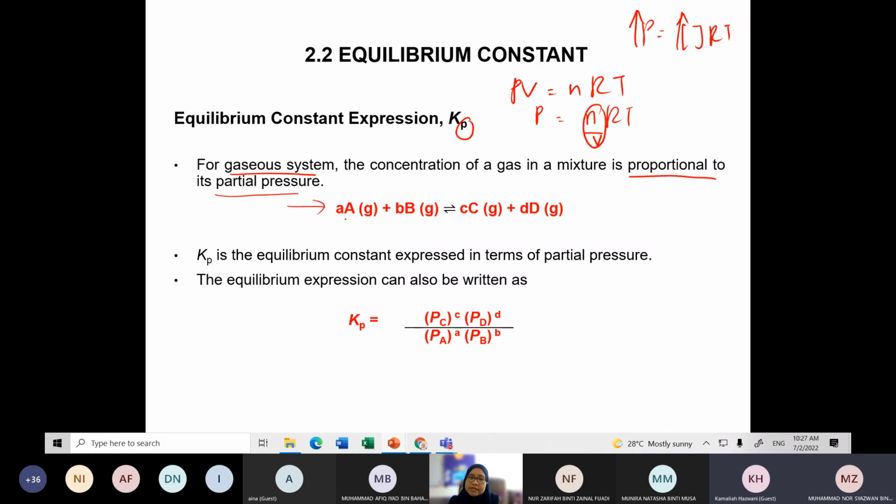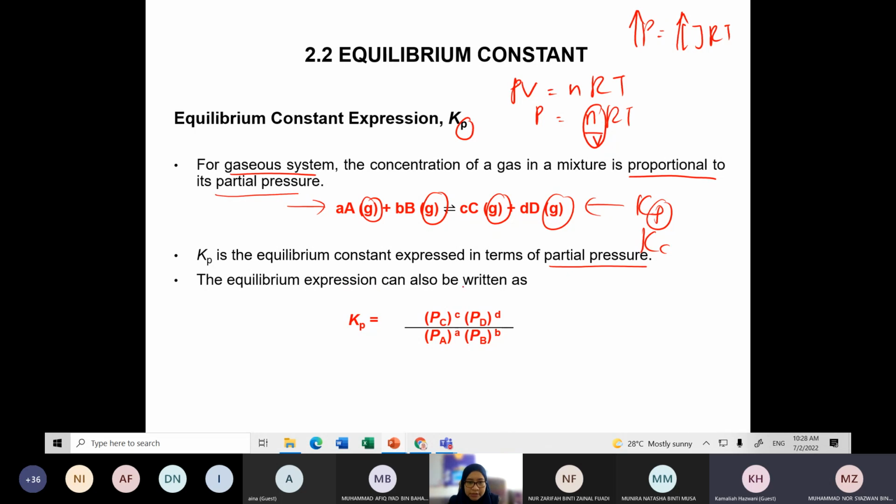Okay, let's consider this general equation. As you can see, we have gas. For this reaction, all of the reactants and products are in the gas phase, which means we can calculate the KP, and also KC. KC is not a problem. KP is applicable for gas systems. KP is the equilibrium constant expressed in terms of partial pressure.